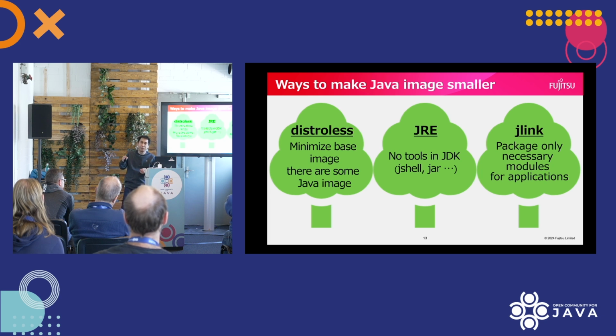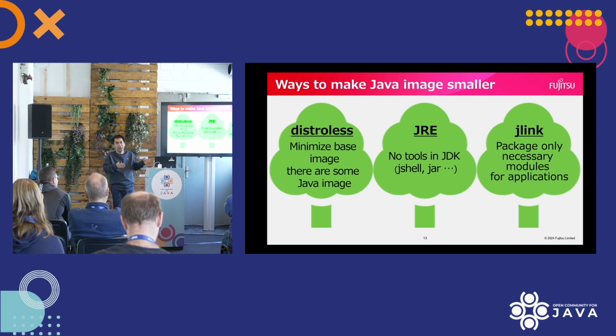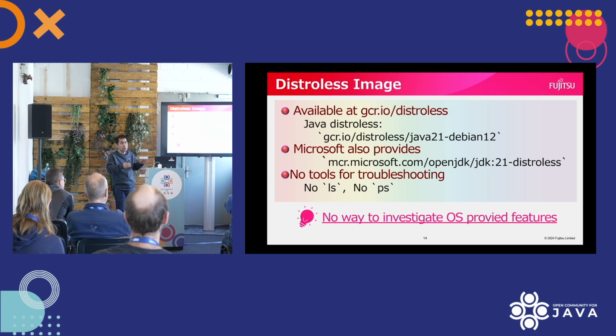And JRE does not include some tools, such as javac or java command. And jlink is also the other option, which creates the runtime package, which includes only necessary Java modules for your application. And maybe there are more options, but here I don't want to go into the detail of how to create the smaller size image because it is out of scope for this session. But here I just want to briefly talk about the distroless image.